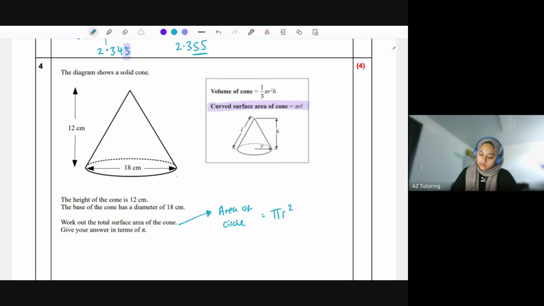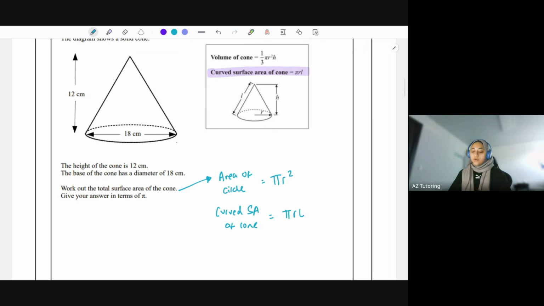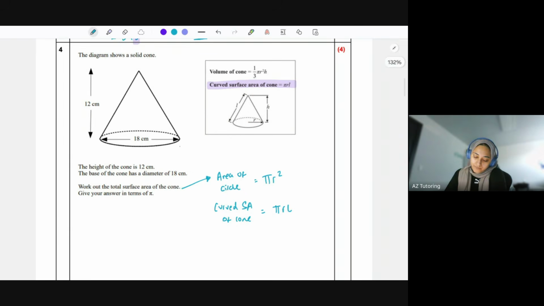So we're just adding to the area of the circle the curved surface area of the cone. So pi r L. So this is how we're going to work out the total surface area of the cone. We just need to find out these two and then we're going to add them together. Okay, so let's work out area of the circle first.